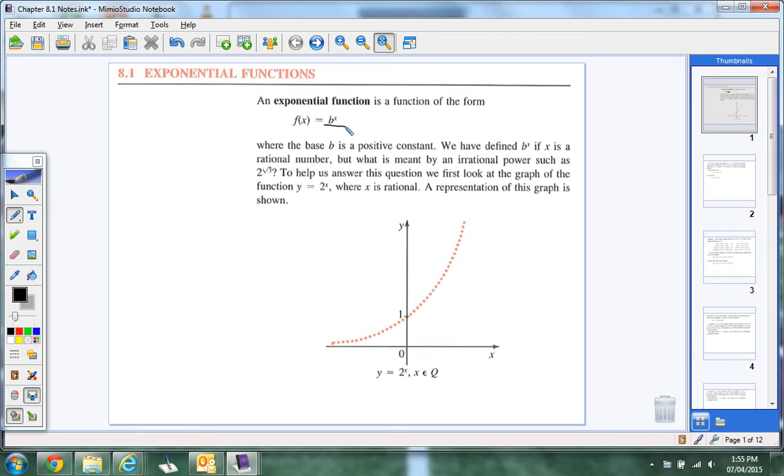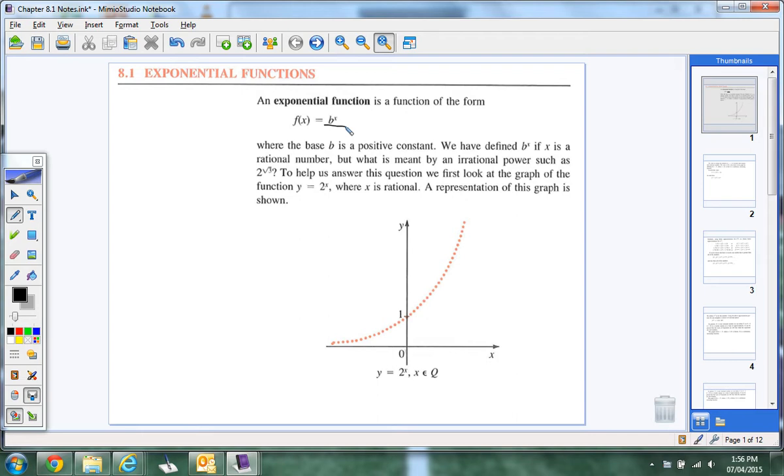But anyways, this is the rough graph of 2 to the x, what that looks like. It makes sense because what's 2 squared? 4. So that's why that's right. It's just growing like you would with an exponential. Exponentials grow really fast because they're exponents.